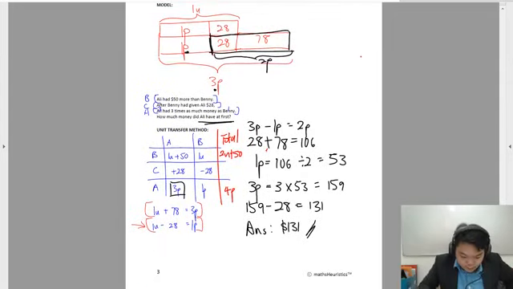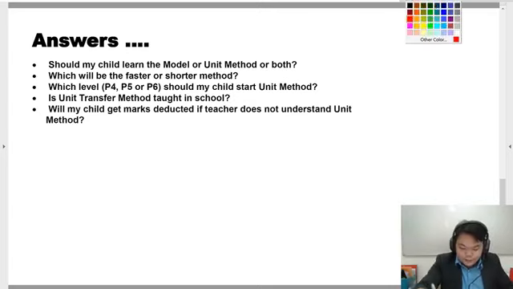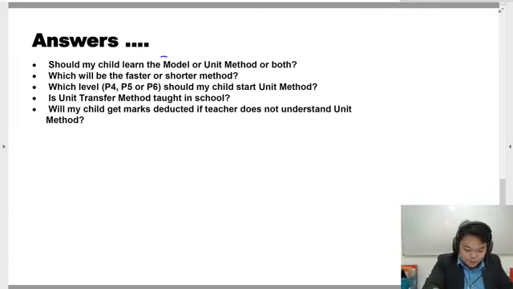Okay, so that is the end of my presentation. So now I will answer all your questions. Should my child learn the model or units method or both? I think I've given a very solid demonstration in example 3 why you should learn both.